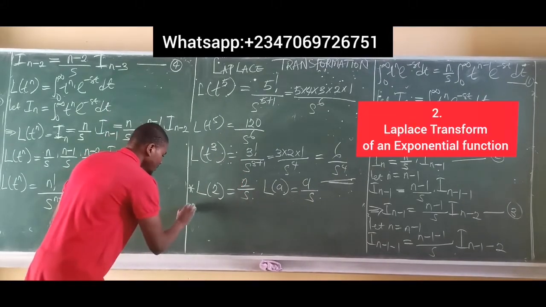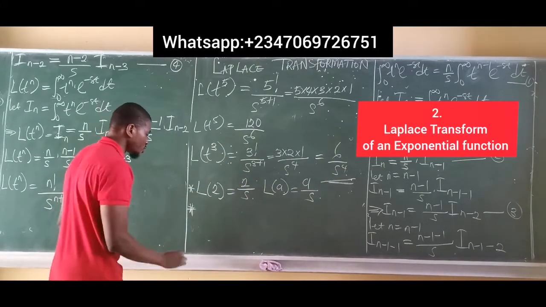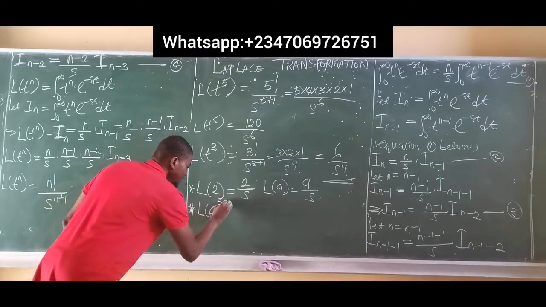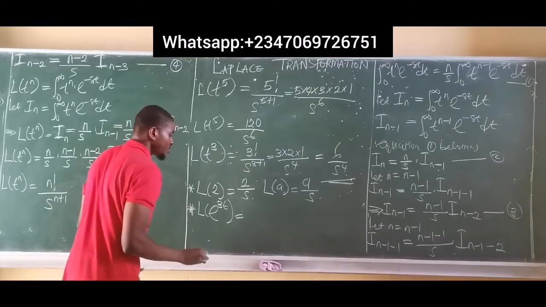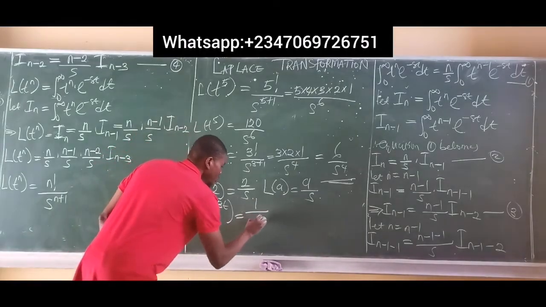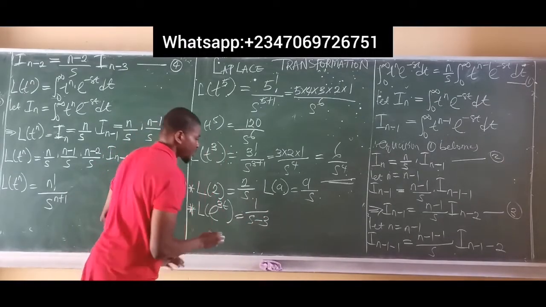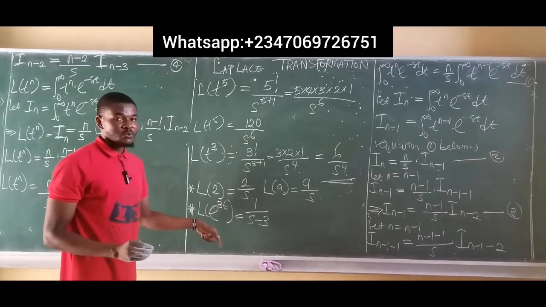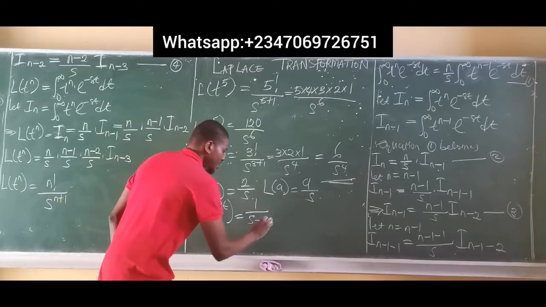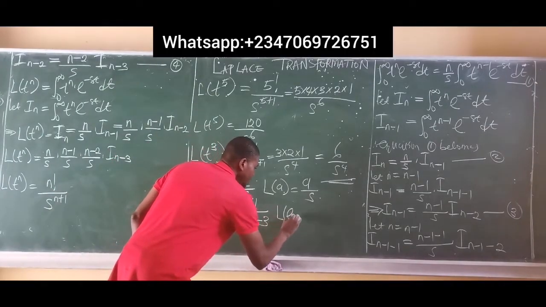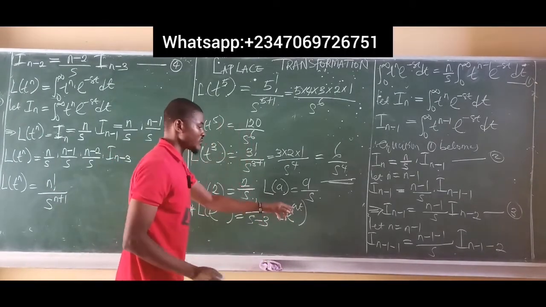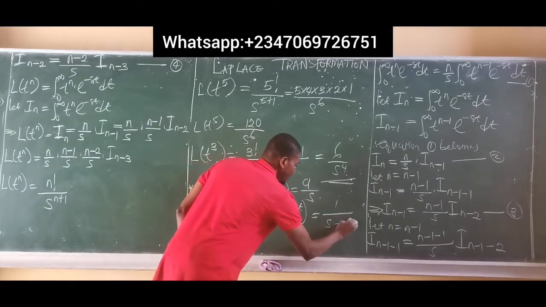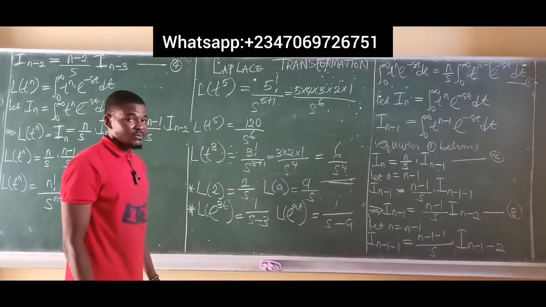The second is the Laplace transformation of an exponential function. If you're asked to find a Laplace transformation of the exponential of 3t, this is 1 all over s minus 3. Simple: 1 divided by s minus that number raised to the exponential function. So in general, the Laplace transformation of exponential at, where a is a constant or a number, is simply equal to 1 all over s minus that number a. It's as simple as this.